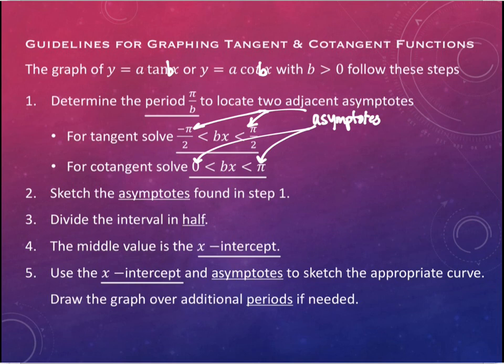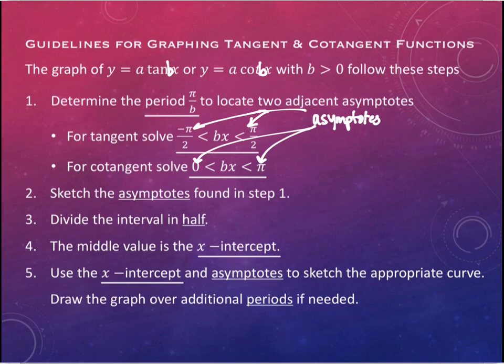So number 2 is we sketch the asymptotes that we found in step 1. Step 3 is to divide the interval in half. That middle value, that half location, is the x-intercept. And then we're going to use the x-intercept and the asymptotes to sketch the appropriate curve. They look like those branches. And then we draw the graph over additional periods if needed.